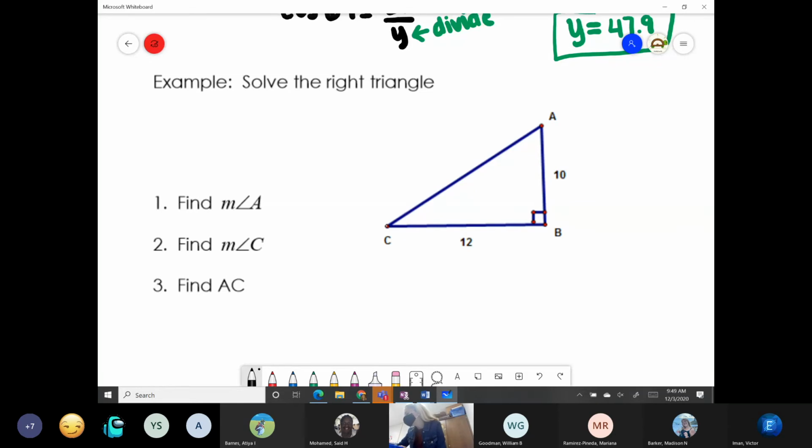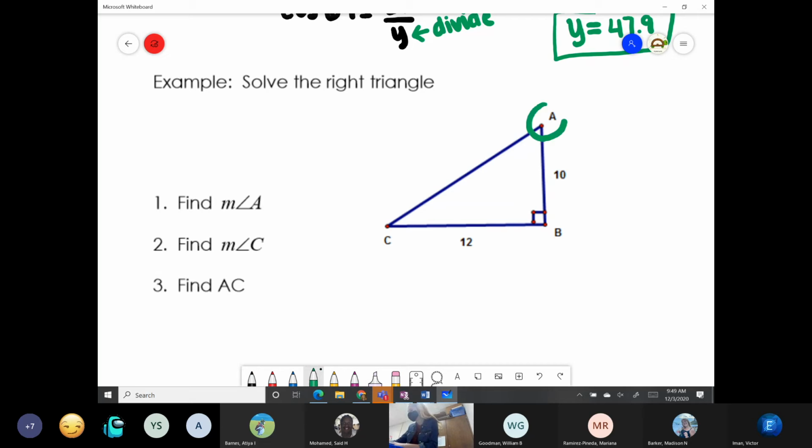Now notice here, I need to find two missing angles. Since I need to find two missing angles, I can't just subtract from 180 because there's only one angle that I know, so I'm not going to be able to find the others. So at this point, in order to find those missing angles, I'm going to need to use inverse. So let's go ahead and label it.